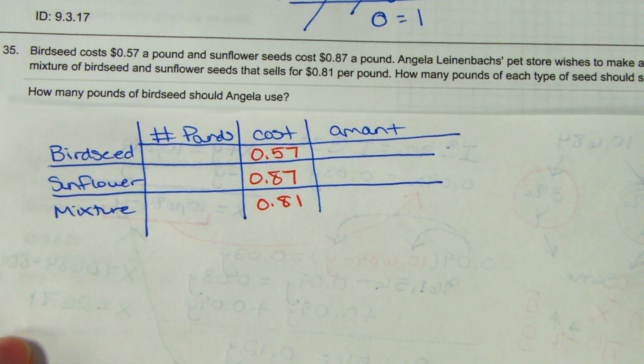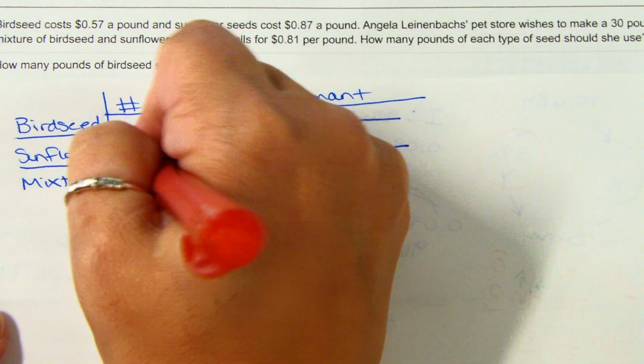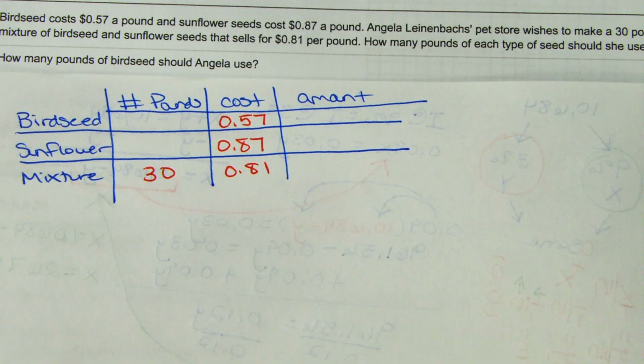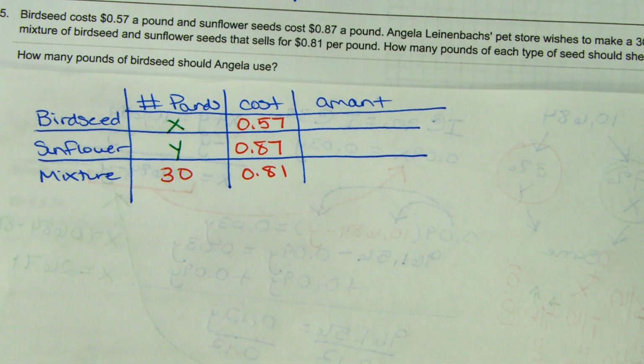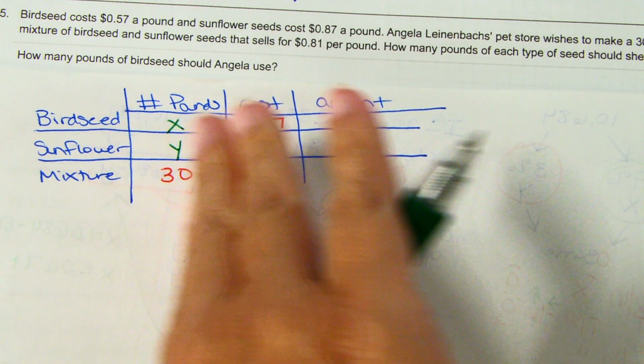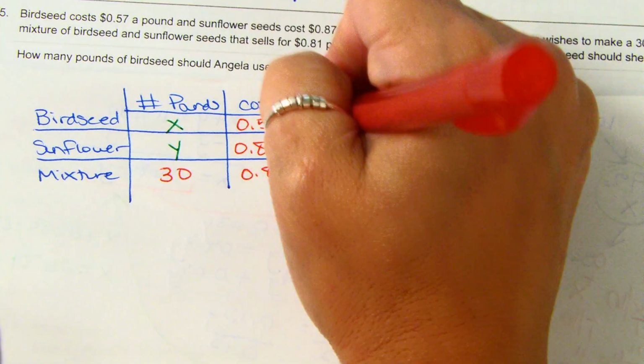So we have systems of linear equations now, so I'm going to have X amount of birdseed, I'm going to have Y amount of sunflower seed. And if you remember, the way that we get our amounts column is we multiply across our rows. If we multiply across our rows, we get 0.57X, 0.87Y, 0.81 times 30. You could actually do that calculation here if you wanted to. I usually wait to do it later. But now our table is completely filled out.